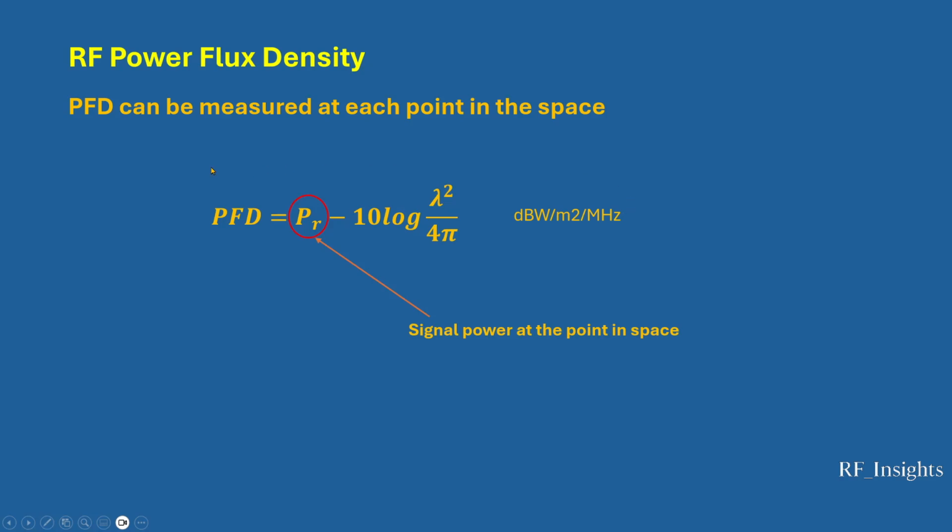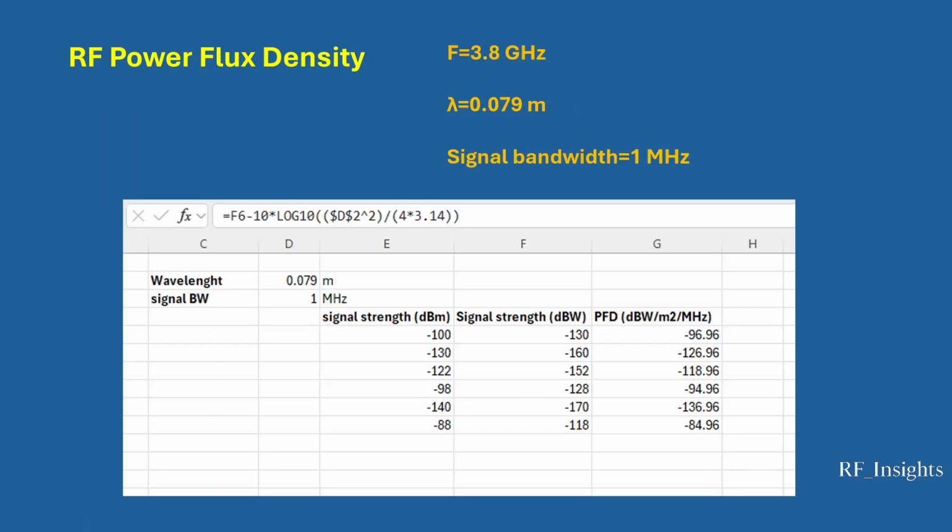You can use this formula here. So if this is the signal power in dBm or dB watt at a point in space, you can just minus this value from it, and you can calculate the PFD, and the lambda is the wavelength. The unit is dB watts over square meter over megahertz. So it's pretty straightforward and very useful formula to develop the PFD values from signal strength.